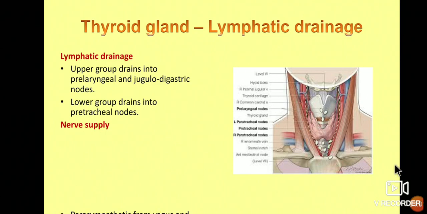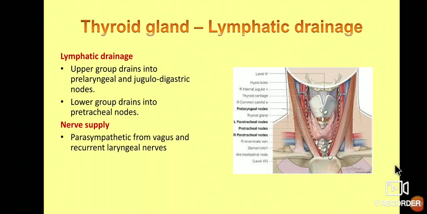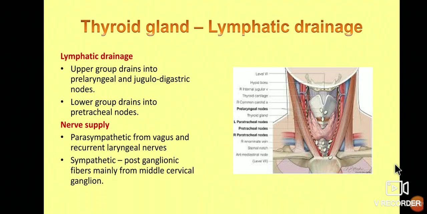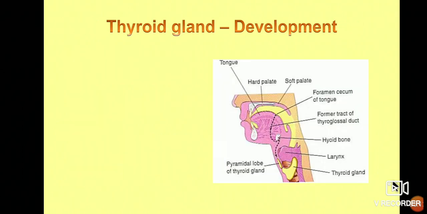Parasympathetic supply is from the vagus and recurrent laryngeal nerve, whose function is actually not clear, whereas the sympathetics are from the middle cervical ganglion, especially the postganglionic fibers, mainly from the middle cervical ganglion. You know, the sympathetic chain has superior, middle and inferior cervical ganglia in the neck. So from the middle cervical ganglion, mainly what happens is this actually supplies the sympathetics to the thyroid gland.